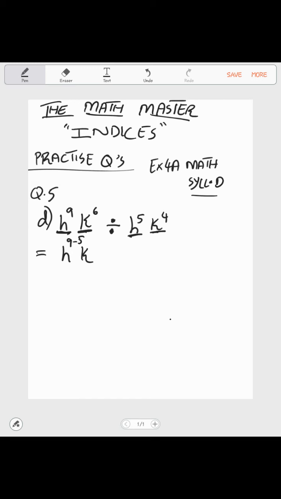So similar is the case over here with k to the power 6 divided by k to the power 4, which will come over here, because there's a divide sign between powers of the same base, so we subtract. h to the power 9 minus 5 is of course 4, and k squared would be the answer.